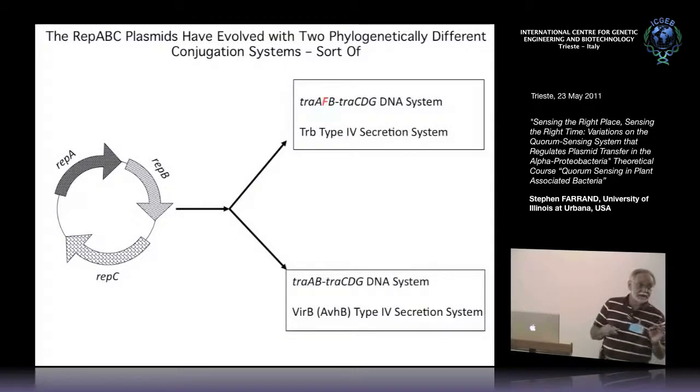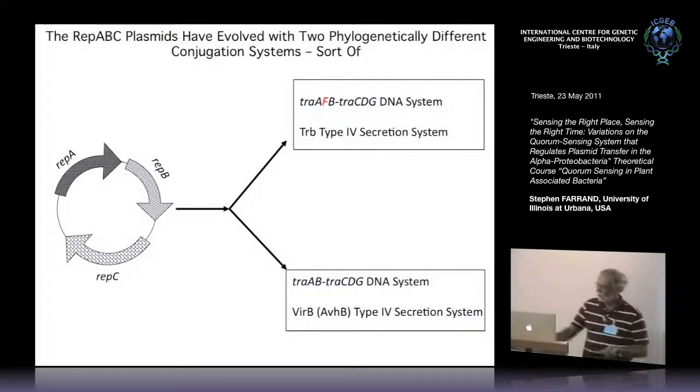Now, amongst the DNA transfer systems of these two types of transfer systems, they are similar but different, all right? And so if you have a TRIB type 4 secretion system, then you have this type of DNA transfer system, and if you have a VIR-B type 4 secretion system, you have this type. The only place they really differ is in this gene right here, TRA-F. And the reason that they differ here is that TRA-F is a protease that's involved in processing the pillin protein of this particular type 4 secretion system. This is different, so it doesn't need that gene.